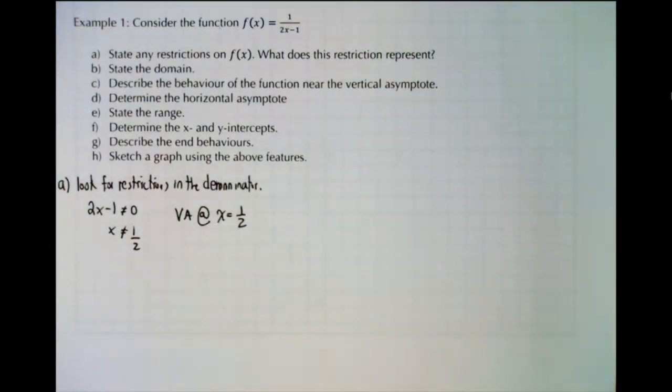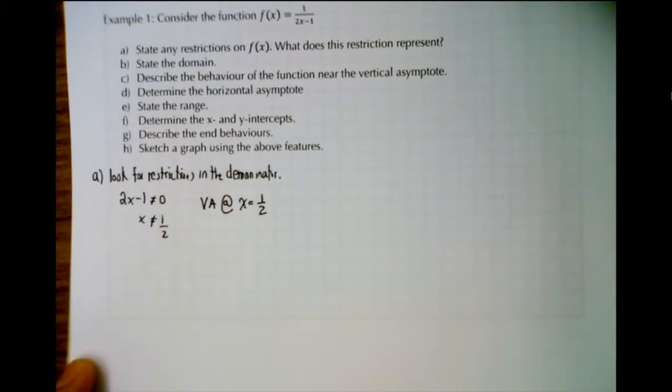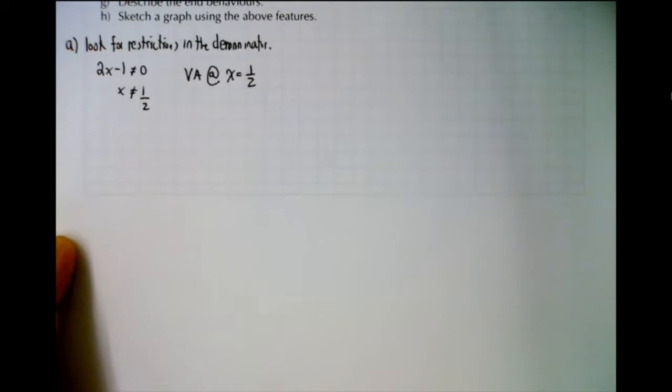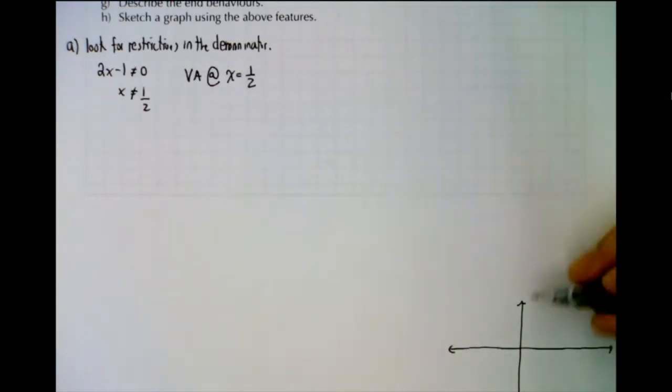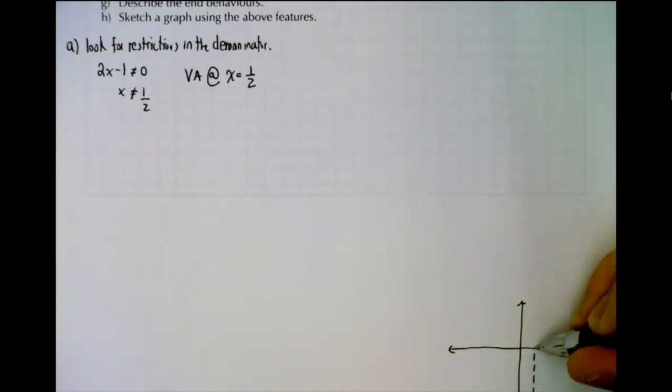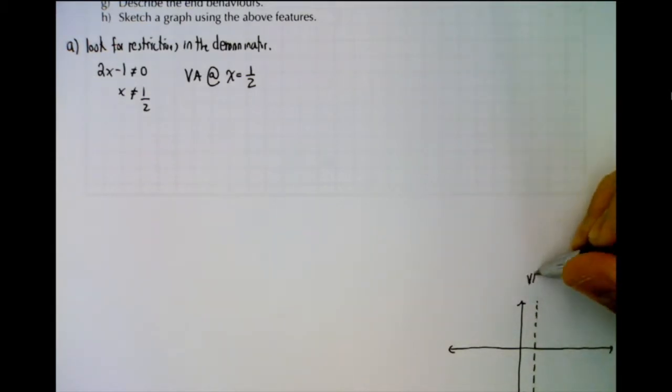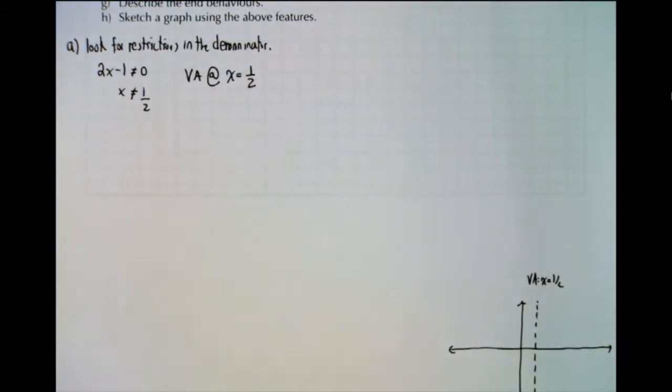So I'm going to start using the bottom corner of this to start sketching. So I'm going to scroll down here. And in the bottom right-hand corner, I'm just going to sketch an axis, a vertical and a horizontal. And we know we have a vertical asymptote, not a horizontal asymptote, at 1/2. So I'm going to estimate that that's right here. And I'm going to say we have a vertical asymptote at x equals 1/2. Perfect, that's part 1.